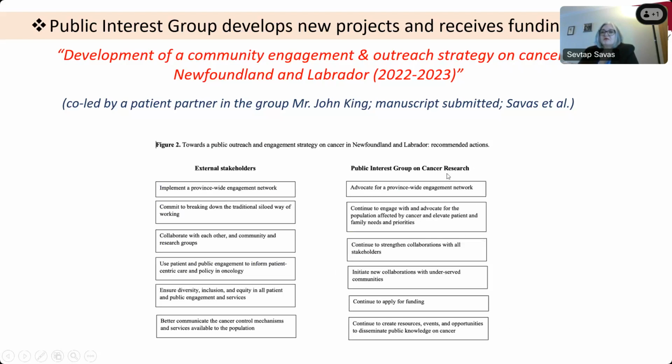So we have a number of recommendations for our group. And we also have a number of recommendations for external stakeholders, especially government and the healthcare system, in case they are listening, and I hope they will. And one thing I really want to mention is that we really need a provincial, province-wide engagement network. What does this mean?